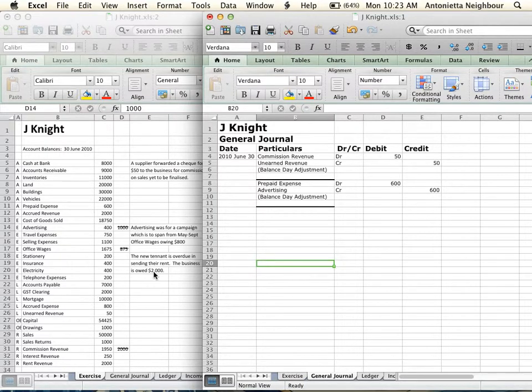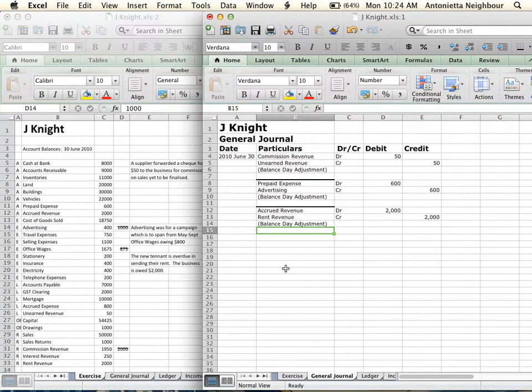Okay, next one. The new tenant is overdue in sending their rent. So what did we end up doing to the rent revenue account? We should have received it. We didn't receive it. We increased it. You credit an increasing revenue. So what was debit? Accrued revenue was debited by $2,000, and rent revenue was credited $2,000. Balance day adjustment is the narration.